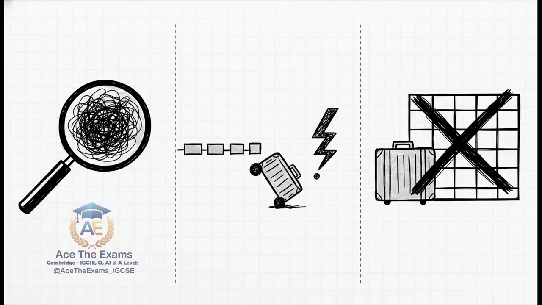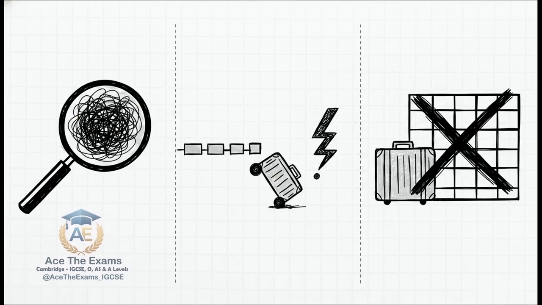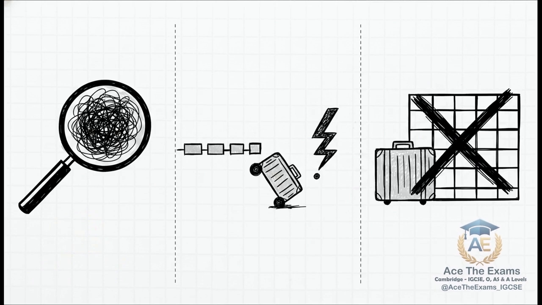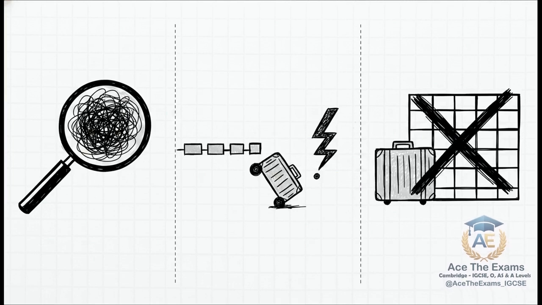Okay, let's assess these 3 critical threats. Threat number 1, providing vague answers. Examiners absolutely hate it when you just write, "The pointers change." Which pointers? From where to where? You must specify if it's the null pointer, the head pointer, or the next node pointer.